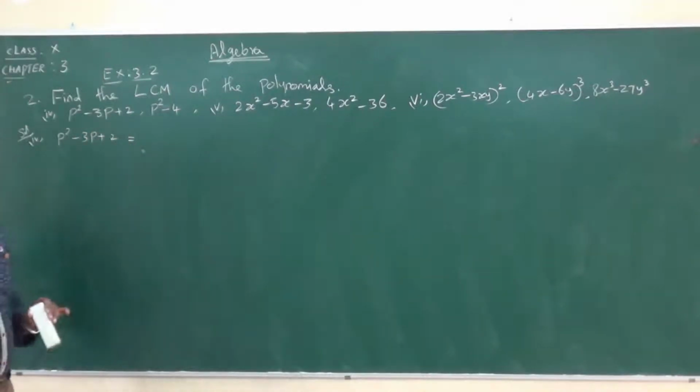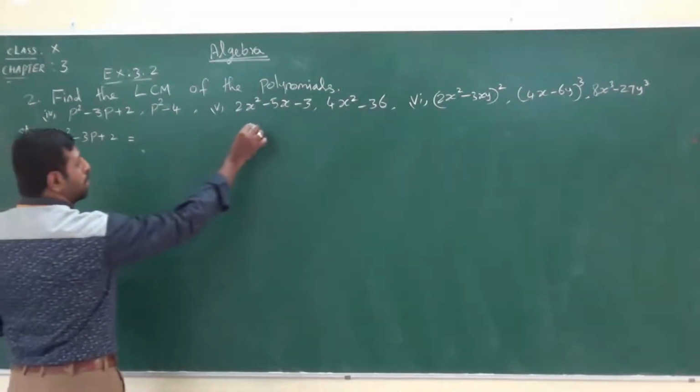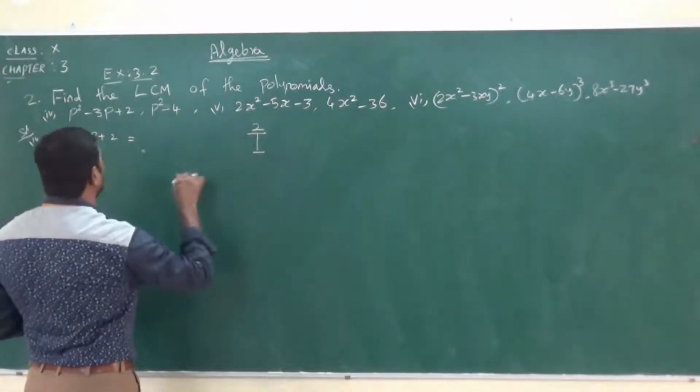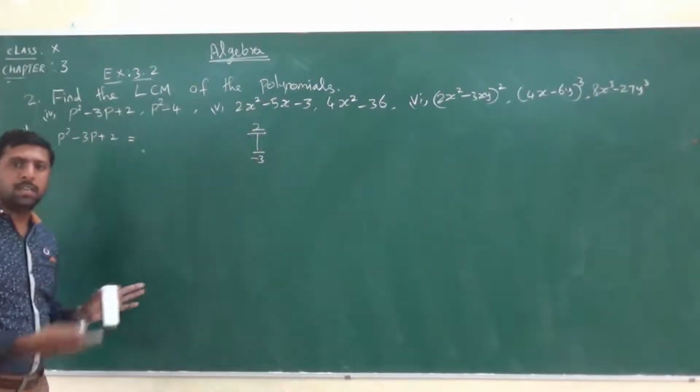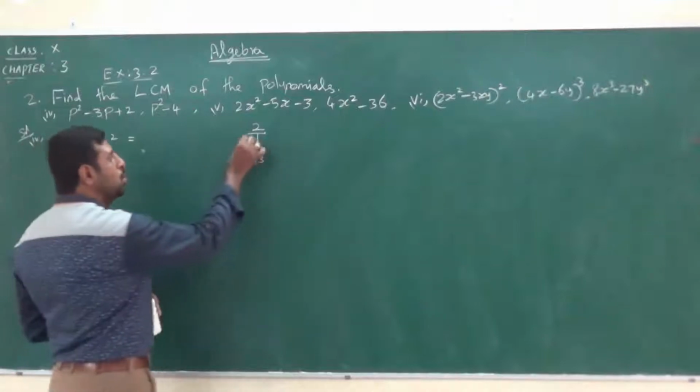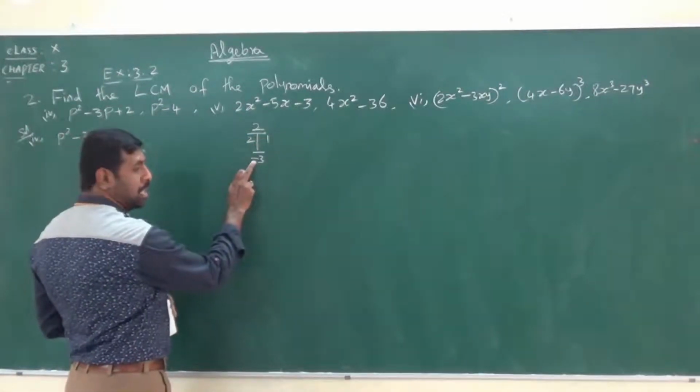It is a quadratic polynomial, right? So we can easily factorize the term. If you multiply, we need 2. If you add, we need minus 3. What are the factors of 2? 2 ones are 2. And here we have the minus symbol.